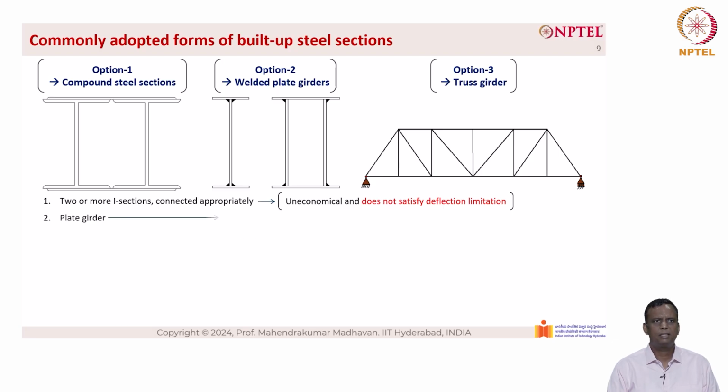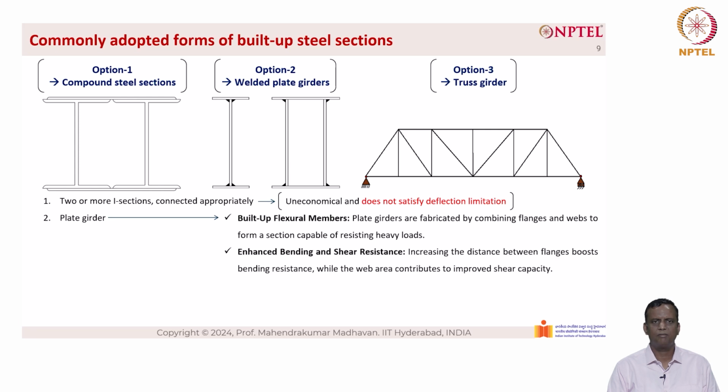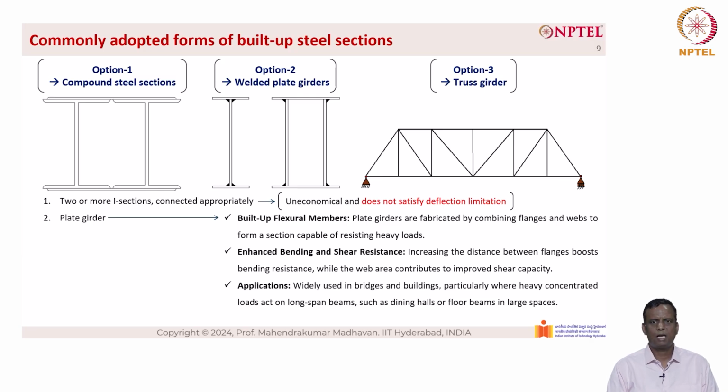Number 2 is the plate girder. Plate girder has many advantages. Basically, it is a built-up flexural member. Plate girders are fabricated by combining flanges and webs to form a section capable of resisting heavy loads, and it has enhanced bending and shear resistance. Increasing the distance between the flanges actually increases the bending resistance because the depth D is increased, while the web area contributes to improved shear capacity. Number 3 is that the applications are widely used in bridges and buildings, particularly where heavy concentrated loads act on long span beams such as dining halls or floor beams in large spaces.